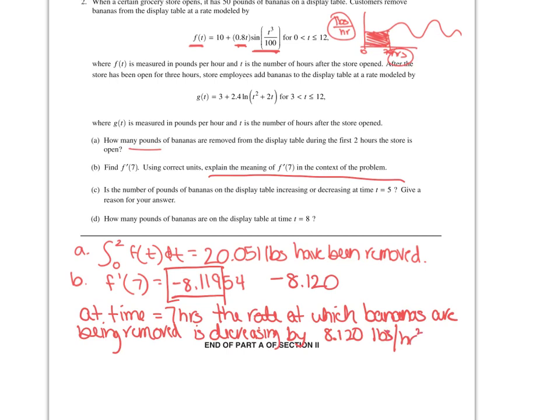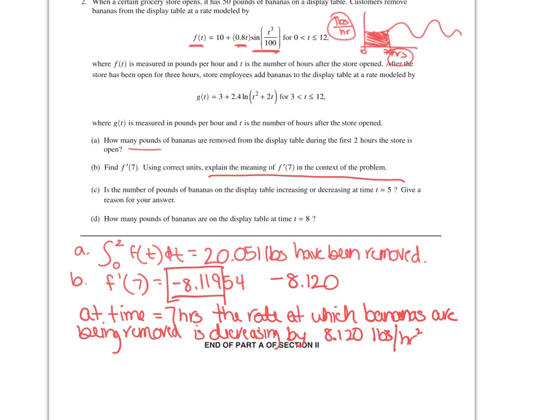If you think about it, when we talked about the position function, the derivative of that was your velocity, and the derivative of that was your acceleration. So what we just did here by finding F prime of 7, we found the second derivative of the function that represents the number of pounds of bananas on the display table, because F of T is that function's derivative. F prime of that is its second derivative. So at time equals 7 hours, the rate at which bananas are being removed is decreasing, so it is slowing down there.